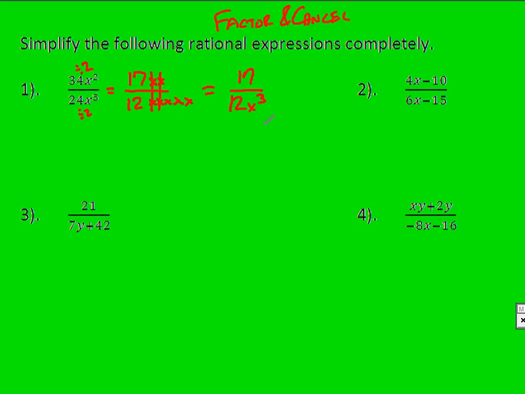And again, if you want to think of it this way, x squared would cancel out with 2 of the x's there, leaving you with 3 behind, where you have x cubed.